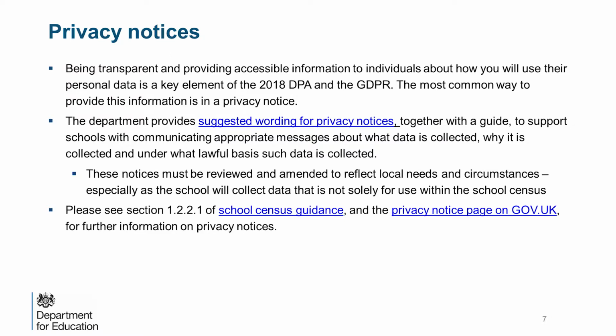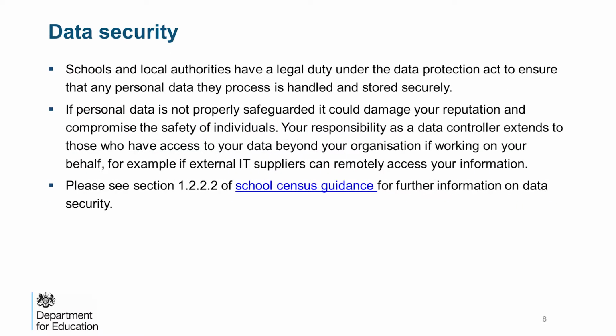Schools and local authorities have a legal duty under the General Data Protection Regulation and Data Protection Act to ensure that any personal data they process is handled and stored securely. If personal data is not properly safeguarded, it could damage your reputation and compromise the safety of individuals.